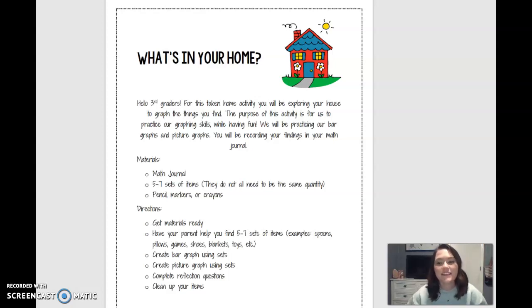Hey guys, so this is my take-home activity. This is just a PDF of it. I figured you could see it easier than me holding it up. My activity is called What's in Your Home, and this is actually going to be a math activity that the kids do at home.